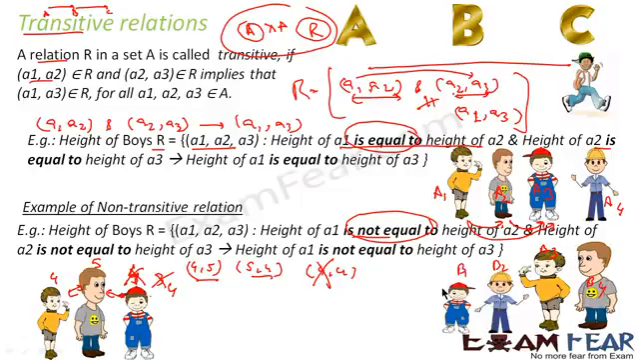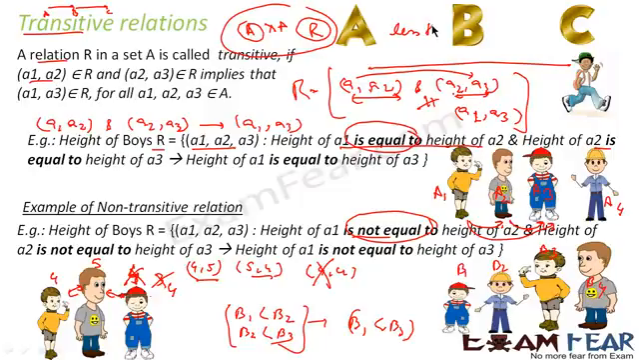So this is an example of less than. B1 height is less than B2, correct? Similarly, B2 height is less than B3. This implies B1 height is less than B3. This will be true for all the cases. So here you see less than is a transitive relation. So less than, greater than are generally transitive relations only. Not equal to are generally non-transitive relations.